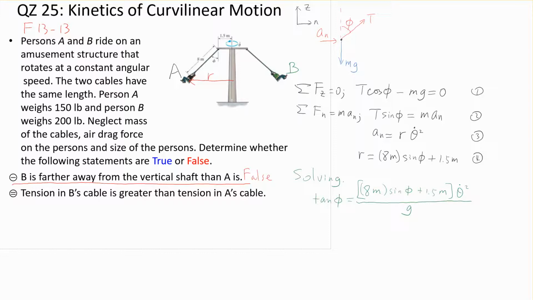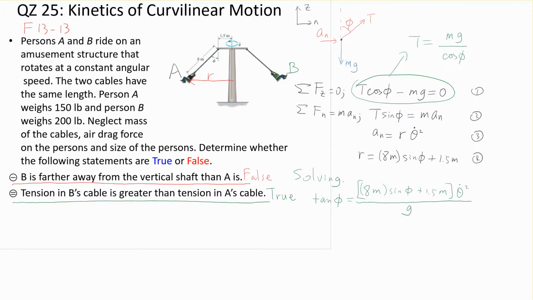Okay, the second statement, tension. Let's just use equation 1 to see what we get. From equation 1 we get T is equal to mg divided by cosine phi. Now because we know as long as the rotational speed is fixed, phi is fixed, the greater the mass m, the greater the tension force T. Therefore, because B has a greater mass, the tension in his cable should be greater than the tension in A's cable. So this is true.